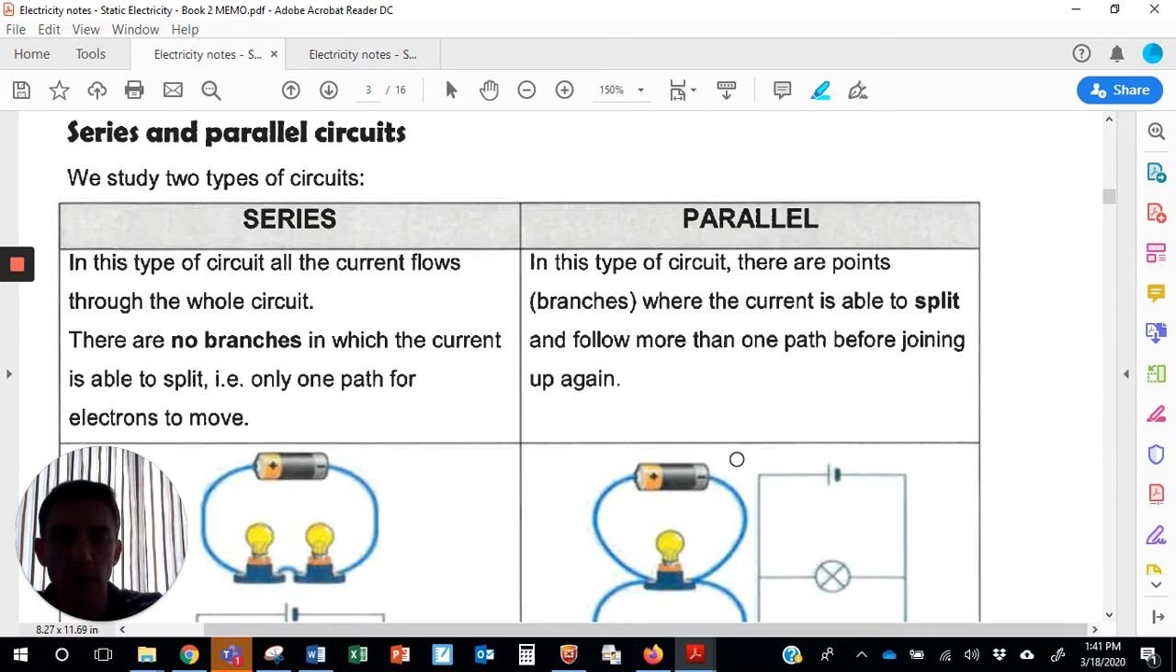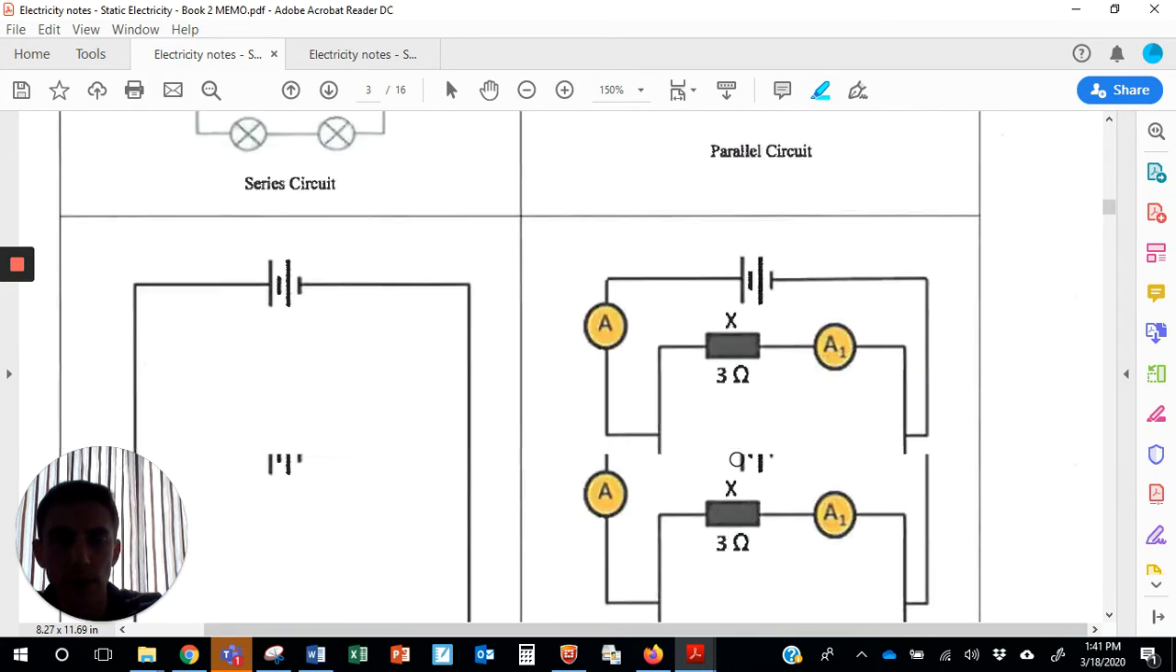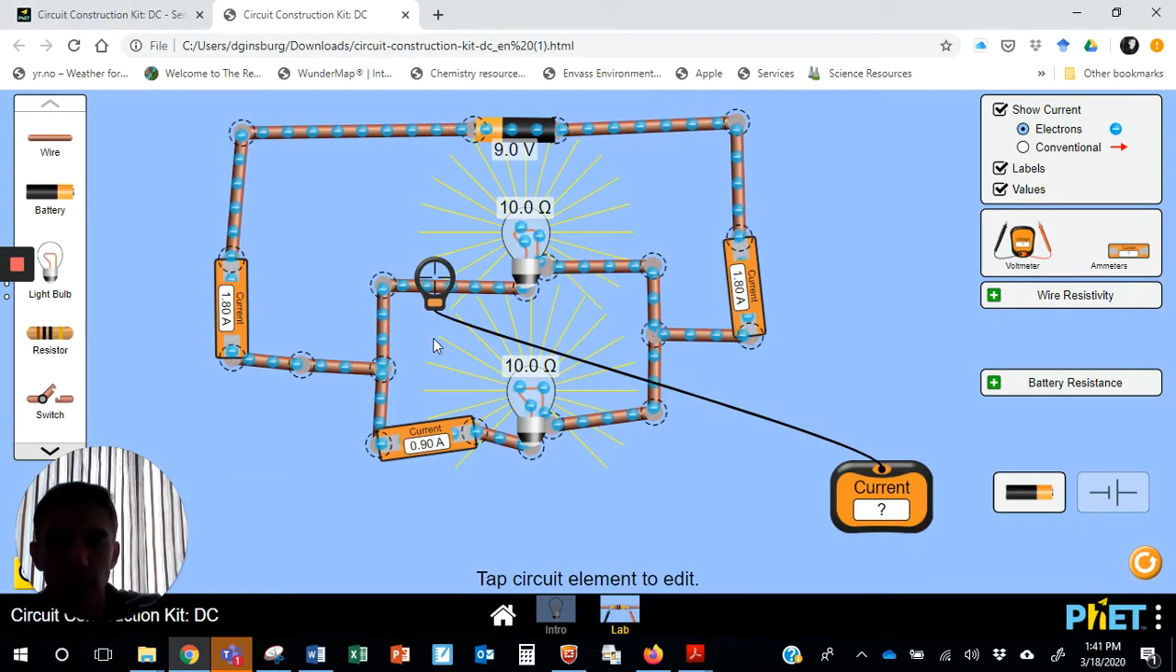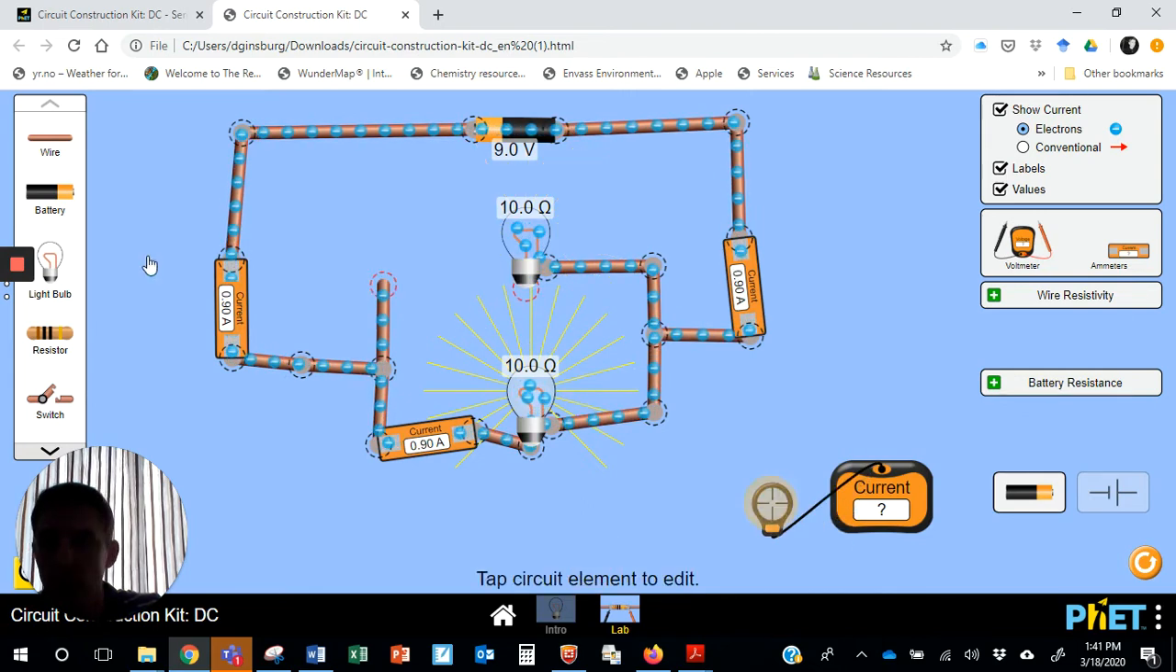So here we go, parallel circuit. Current splits into different paths. The reading on an ammeter on the series part of the circuit, so if this ammeter here is equal to those two added together, ammeter A1 plus ammeter A2, if you add up A1 plus A2, it'll give you the reading on that ammeter there. So let's show you again on this online circuit. 0.9 for this branch, 0.9 for that branch will give us 1.8. If I wanted, I could put in another ammeter on this branch too.